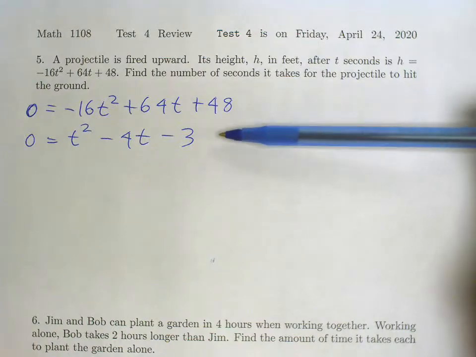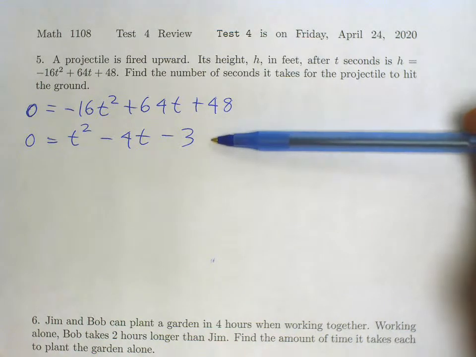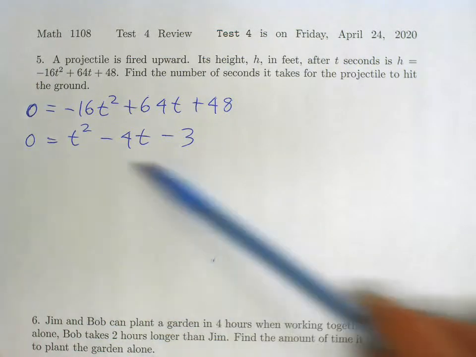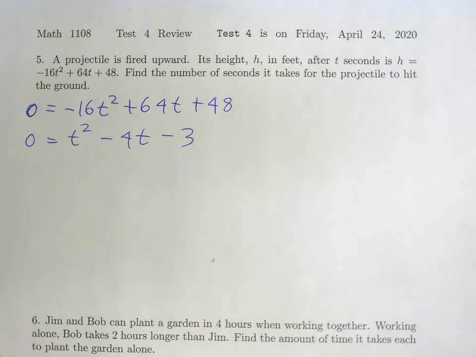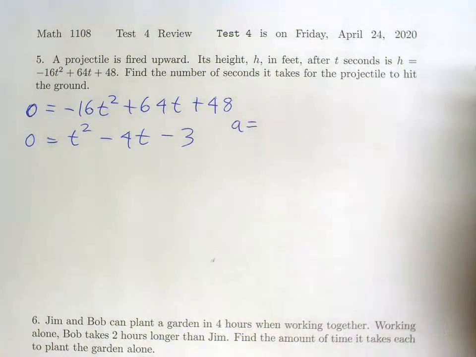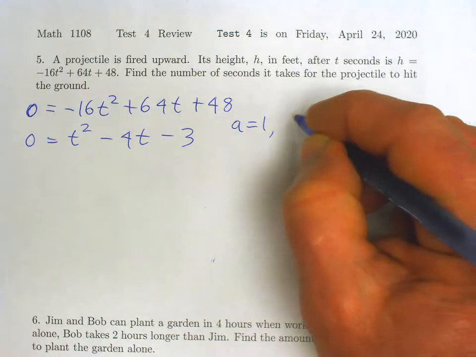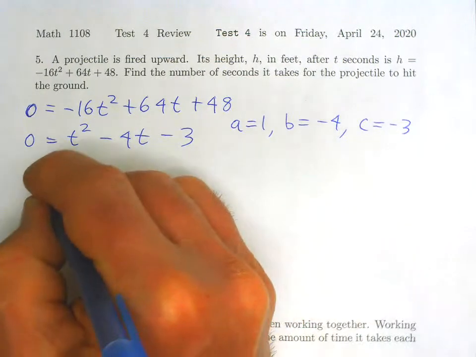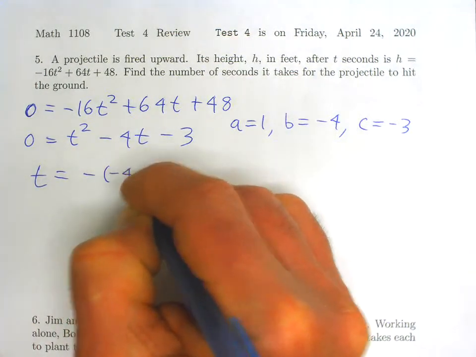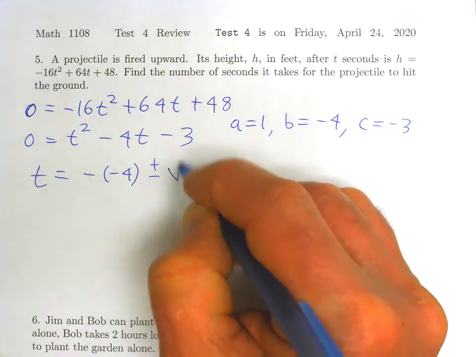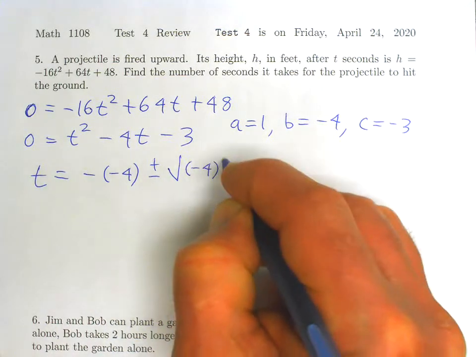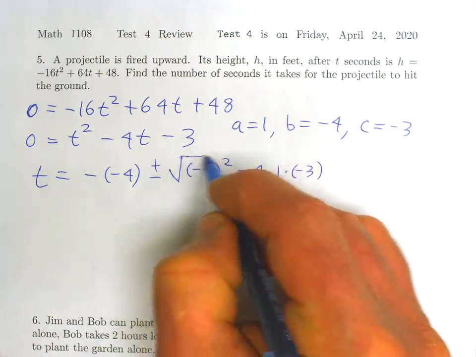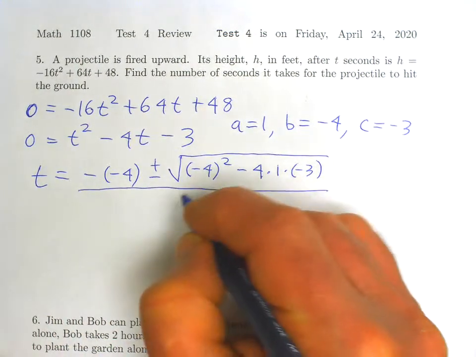So as I said, the solutions to this second equation are exactly the same as the solutions to the equation above it, but with the numbers pared down, the arithmetic will be easier. So let's use the quadratic formula with a equals 1, b equals -4, and c equals -3. So we get t equals the negative of -4 plus and minus the square root of the number -4 squared minus 4 times 1 times -3. And this is all divided by 2 times 1.